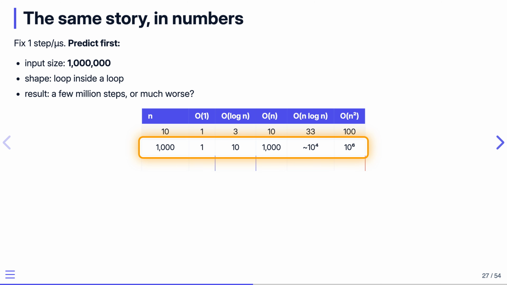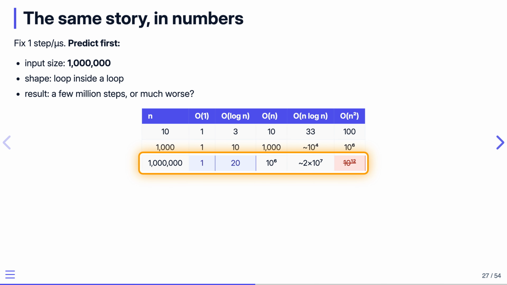Now n is 1000. Big O of 1 is still 1 step. Big O of log n is only 10. Big O of n is 1000, but big O of n squared has jumped to 1 million. The gap is opening fast.